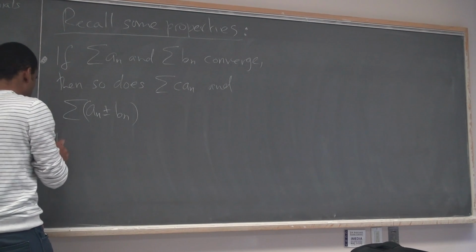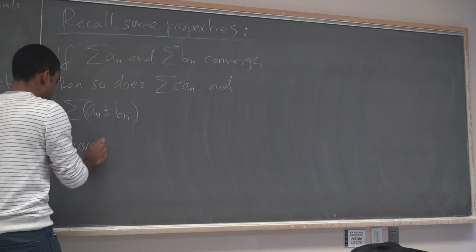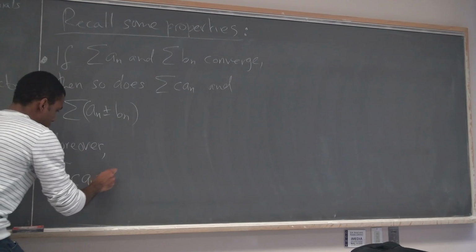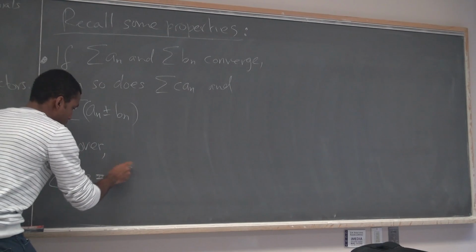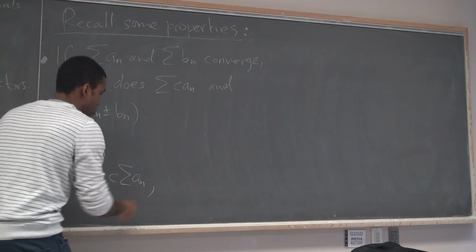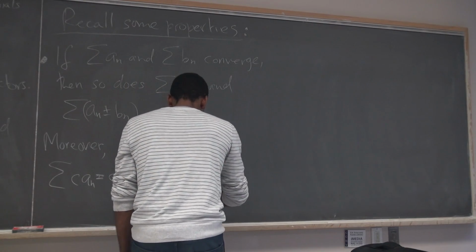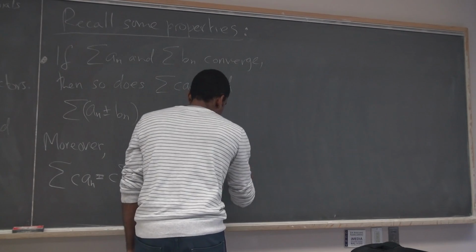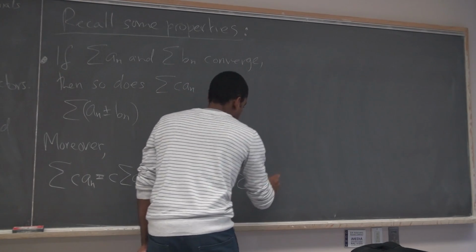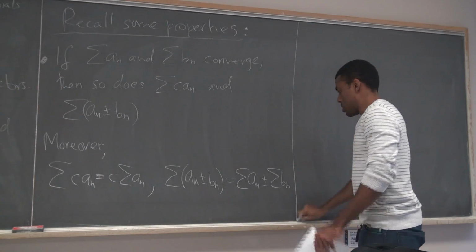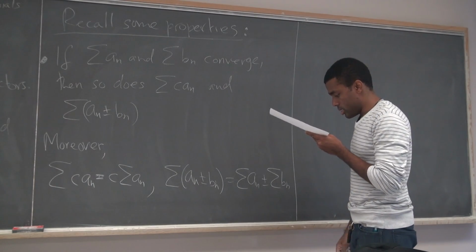Or, the sum of a constant times a_n is just the constant times the sum of a_n, whatever you know that answer is. And the sum of a_n plus or minus b_n is just equal to the sum of a_n plus or minus the sum of b_n. You just sort of add the answers together. That'll be fine. Not too hard to see that.